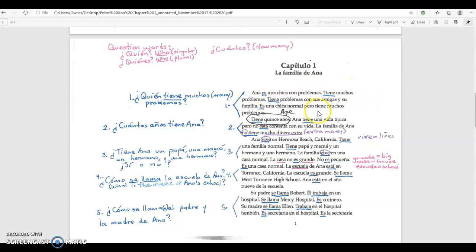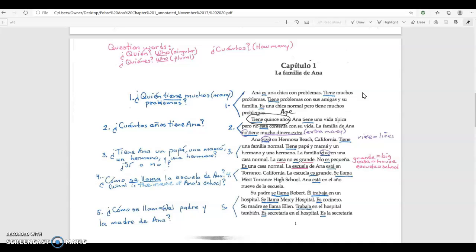So in this first paragraph, the cognates that will help you understand the gist of the message are problemas, which is almost the same as problems. Familia, which is almost the same as family. And normal, which is almost the same as normal.